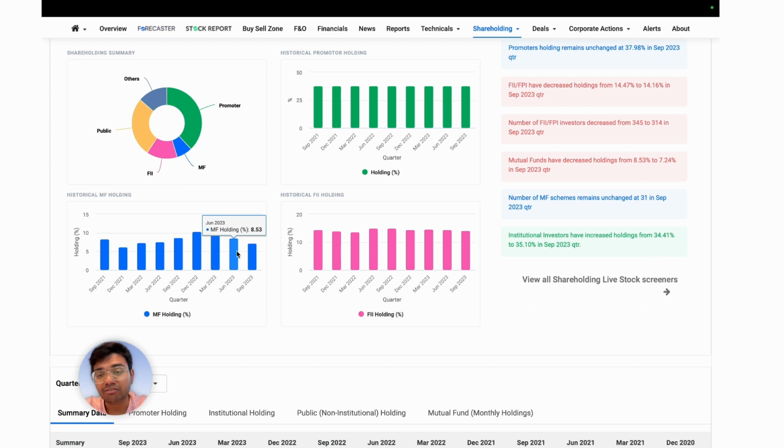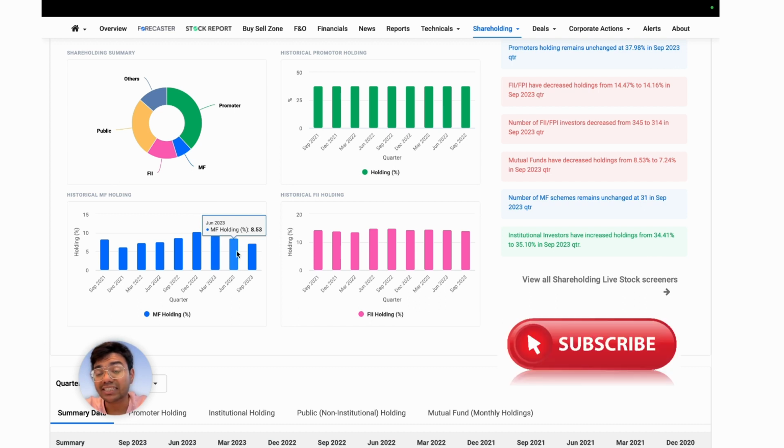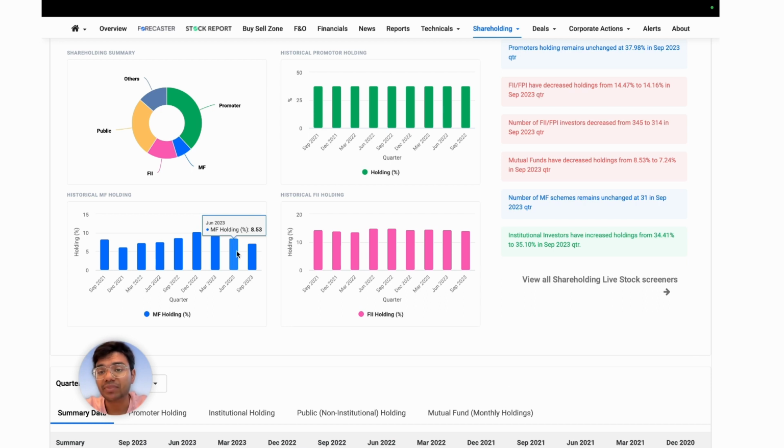Again, you don't have to worry a lot if mutual funds and FIIs decrease the holding, unless and until they are decreasing it over a very, very long period of time. This might indicate a short-term downtrend, which is actually happening. But we still don't want you to speculate this. We want you to stay invested. Learning fundamentals is more important.